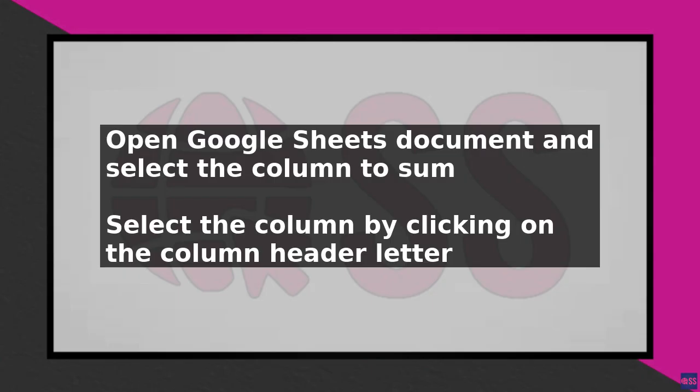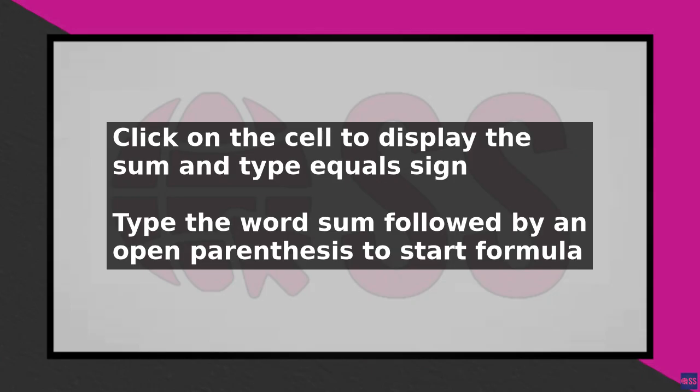You can do this by clicking on the column header, which is the letter at the top of the column. For example, if you want to sum column A, click on the A at the top of the column. Next, click on the cell where you want to display the sum. This can be any empty cell in your spreadsheet.